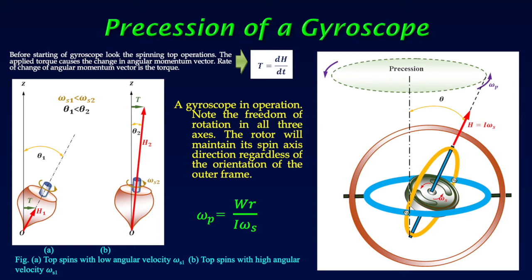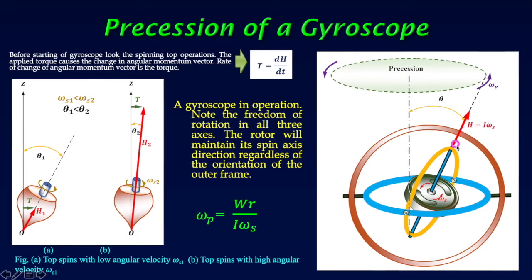So what is the condition? The condition is we have to select a particular high speed of this spinning top, not only the high speed but also a high mass moment of inertia. So these are the two conditions.